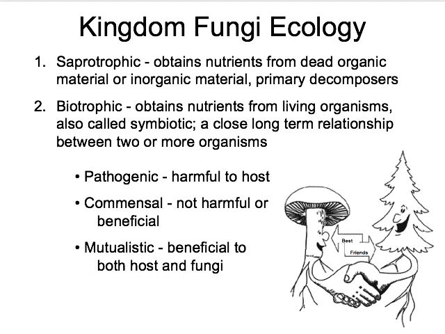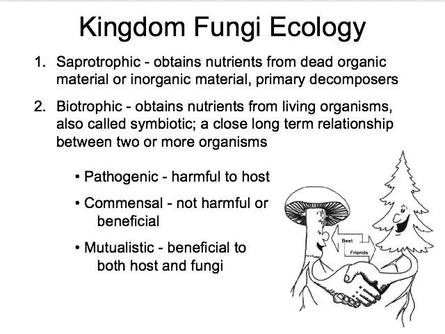Now let's say a few words about fungus ecology. There are some terms we can use to describe the way that fungus interacts both with living and non-living things. For example, some fungus are considered saprotrophic. This means that the fungus obtains nutrients from dead organisms or inorganic material. Therefore, saprotrophs are primary decomposers.